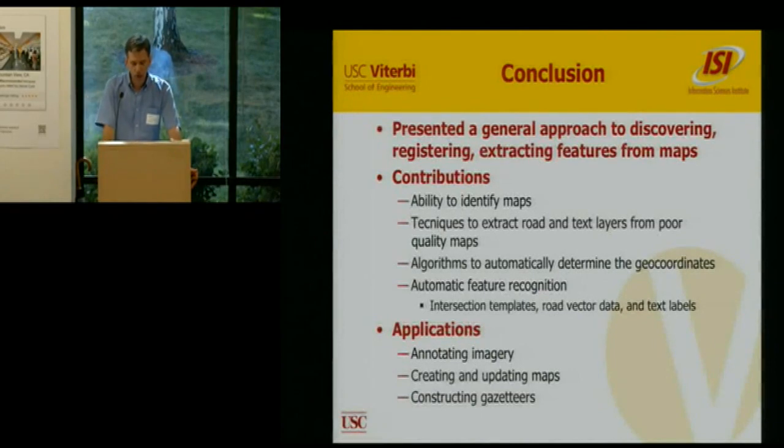And the last one is constructing gazetteers. One of the big challenges is that people are always looking for very detailed geocoded features that they can use for linking other kinds of information. And so one thing you can use maps for is actually building these gazetteers automatically from all the different map sources that are out there.